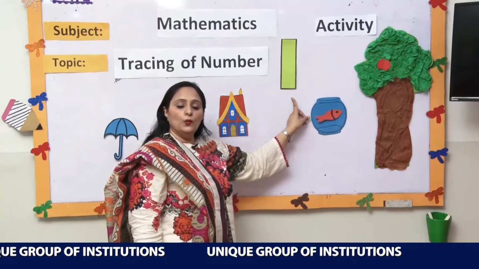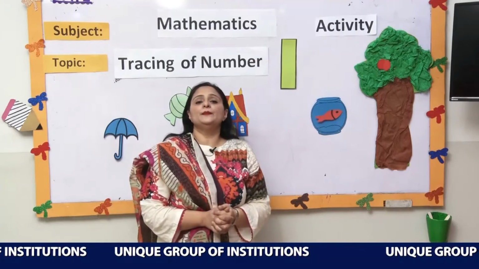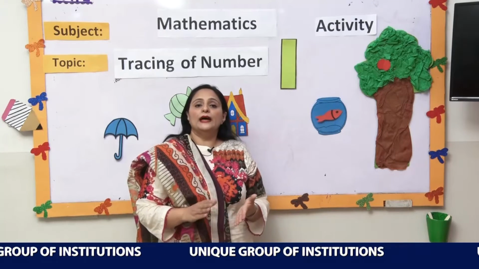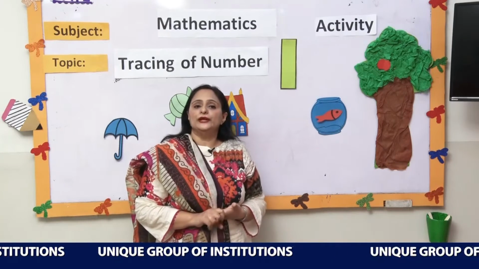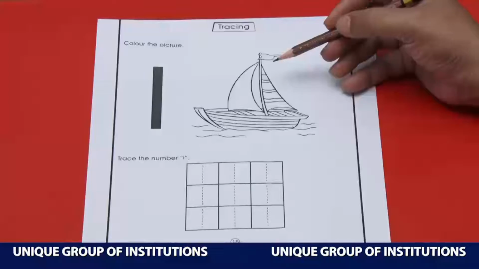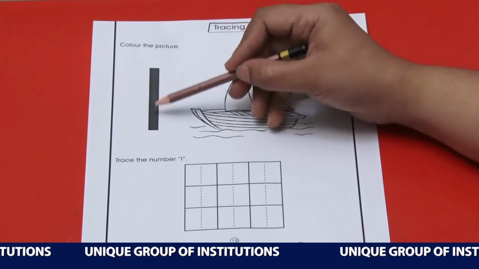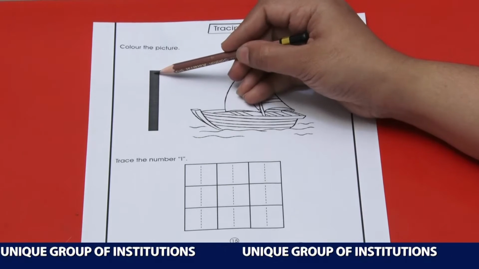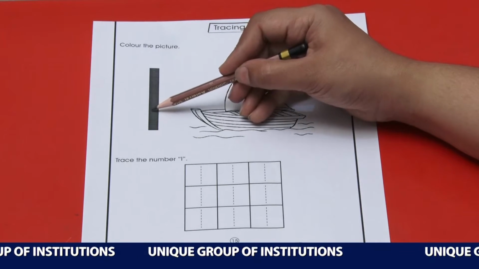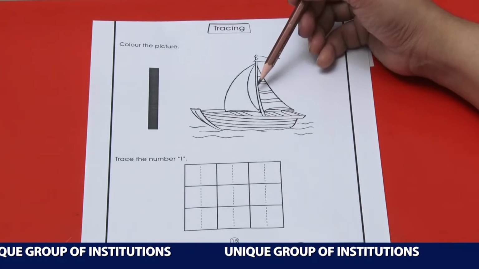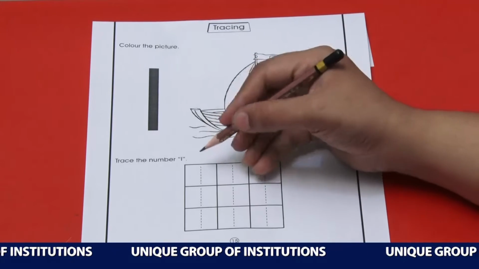This is number 1. Let's move towards the second part of our lecture, which is the tracing of number 1. Now I am going to tell you how to trace number 1. This is number 1. Start from the top, down we run, down and it will become number 1. How many yachts do we have here? Only one yacht. Let's start the tracing of number 1.